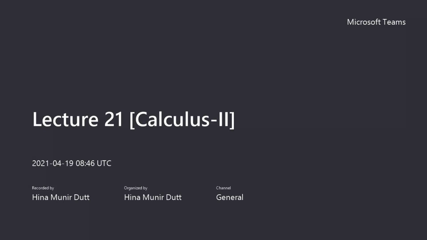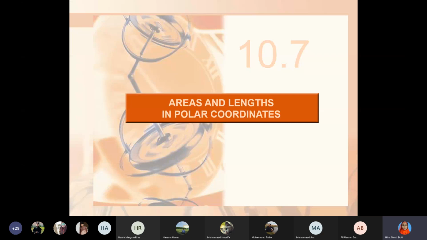This is the 10.7 section of the Thomas Calculus book. In the previous lecture, you have seen how to derive a formula for the area under a polar curve, and then how to use it to find the area under a polar curve. And we have done one example.